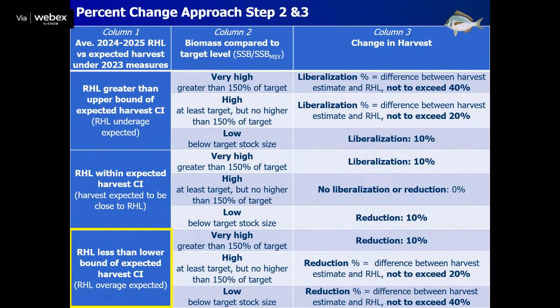Now if we get into steps two and three for the percent change approach, step two, as Kylie had mentioned, is based on the most recent management track assessment. Scup had a management track assessment in 2023, and biomass was about 2.5 times the biomass target. So for scup, we land in this very high category. And then for step three, if we just follow that across, we land in the 10% reduction in harvest category, similar to the situation we were in last year.